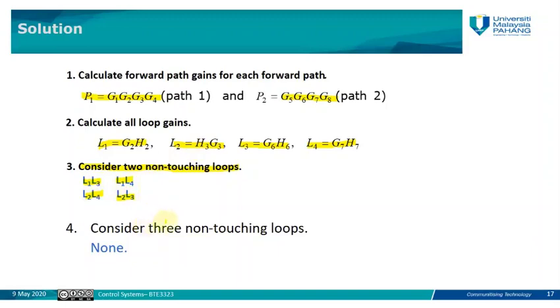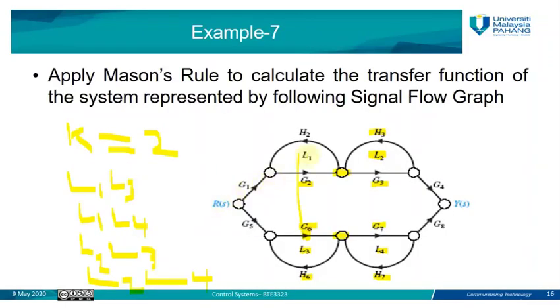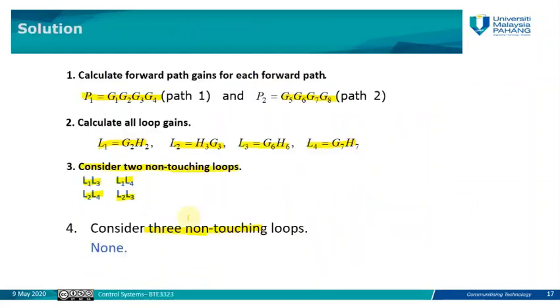Do we have any 3 non-touching loops here? We do not have 3 non-touching loops. Why? Because L1 is non-touching with these 2, but it touches the 4th one. L2 is non-touching with these 2, but it touches that one. L4 is non-touching with these 2, but it touches this L3, and so on. So we do not have 3 non-touching loops by considering 3 at a time. That means the formula of delta will stop at the 2 only.